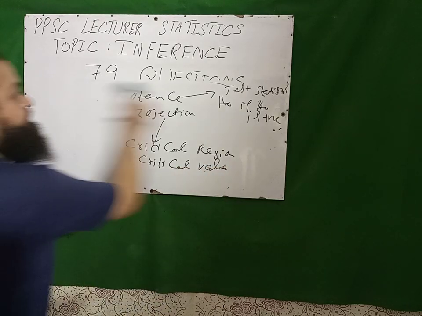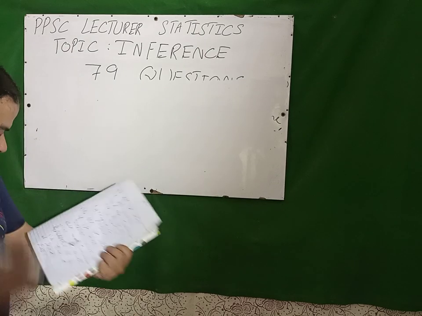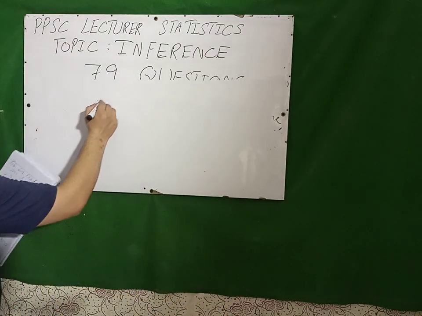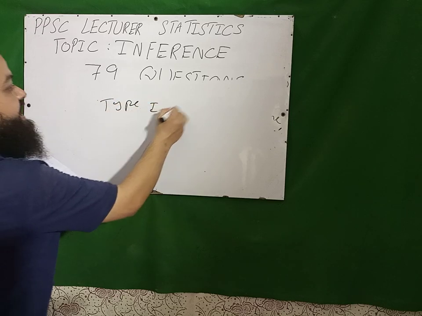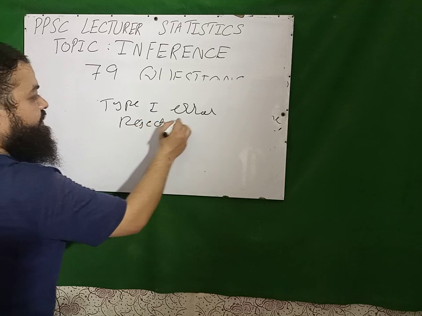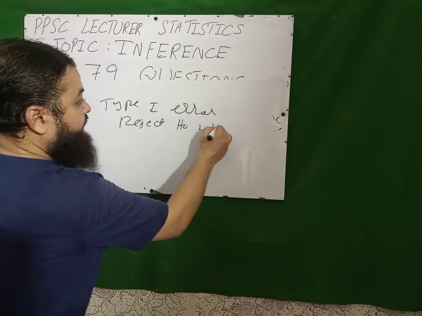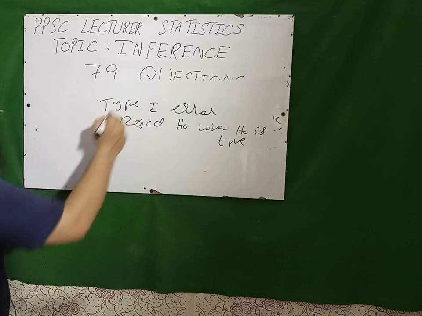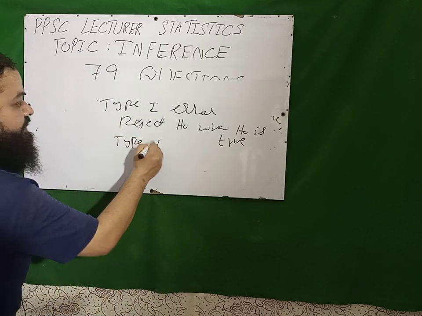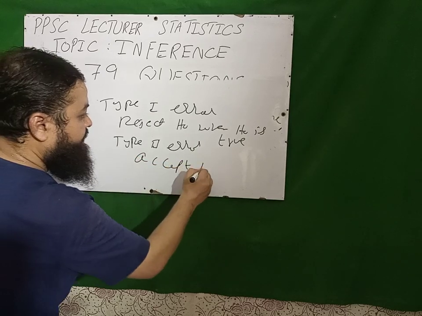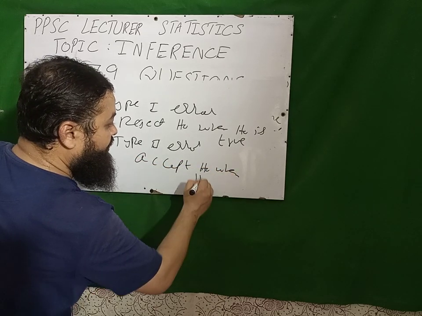Next question is type 1 error. Type 1 error, there is a mistake. If we reject H naught when H naught is true, we have committed a type 1 error, and type 2 error, we accept H naught when H naught is false.